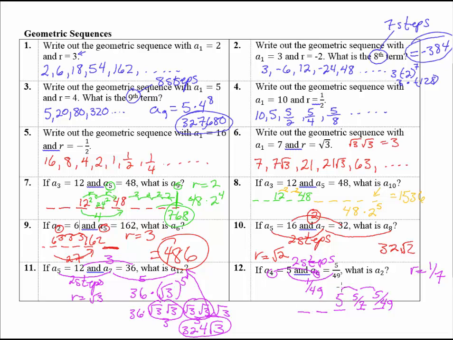We have to go backwards, meaning we have to divide by 1/7 twice, or divide by 1/49. So 5 divided by 1/49. We're going backwards now. So that's 5 times the reciprocal, which is 5 times 49, is 245. That is A sub 2. Good deal.